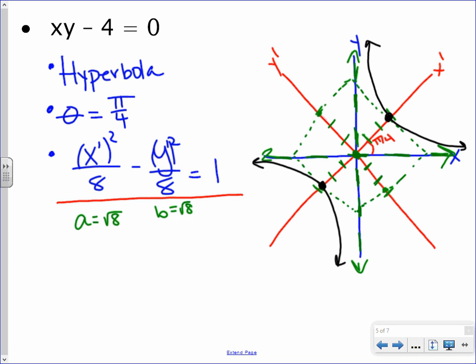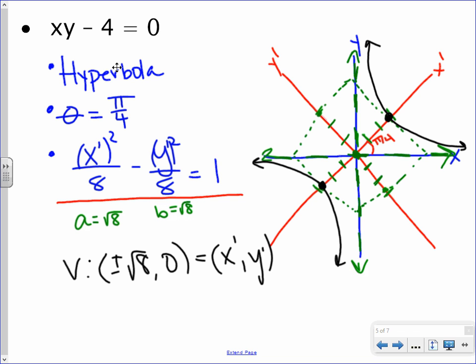But just note that if I said that my vertices were at plus or minus radical 8, 0, that is the x prime, y prime coordinate. That's not actually the coordinate on the xy plane. We're graphing it based on x prime, y prime. Yes? So on the test, are we going to have to write the vertices and the asymptotes and all that? Not of the rotated conics. I just want you to graph it, and that's all I need.